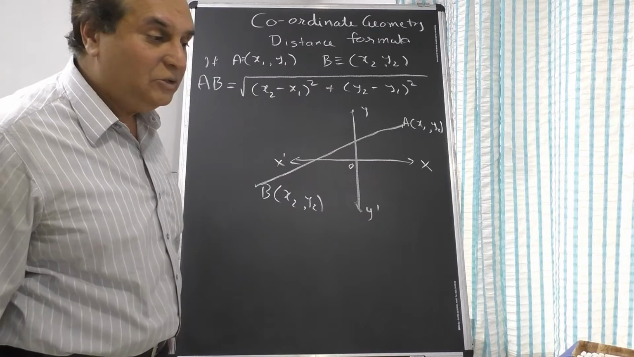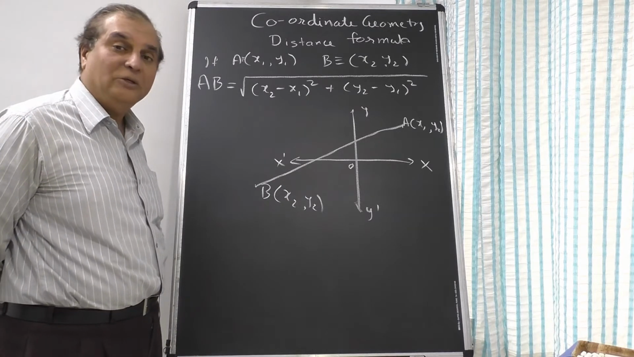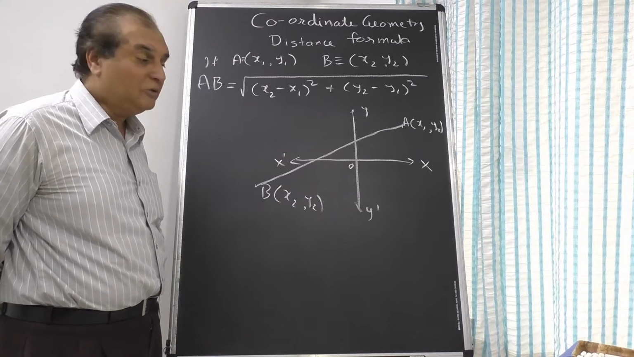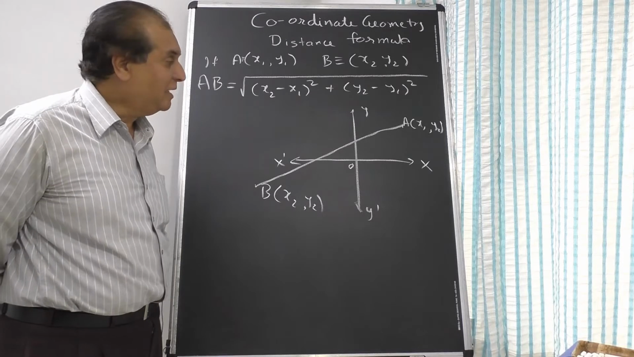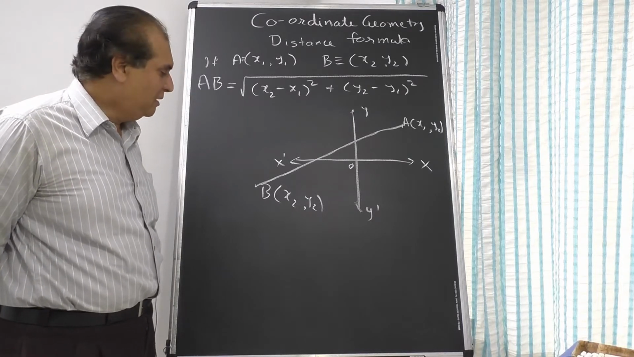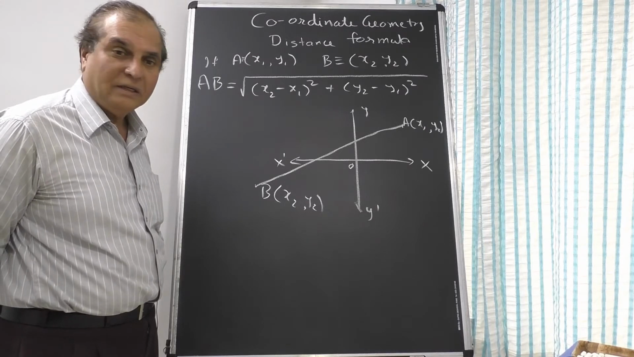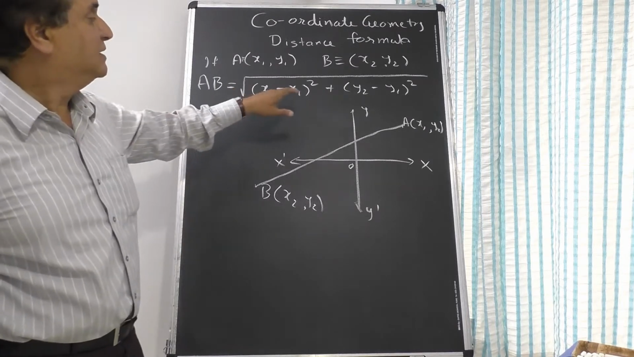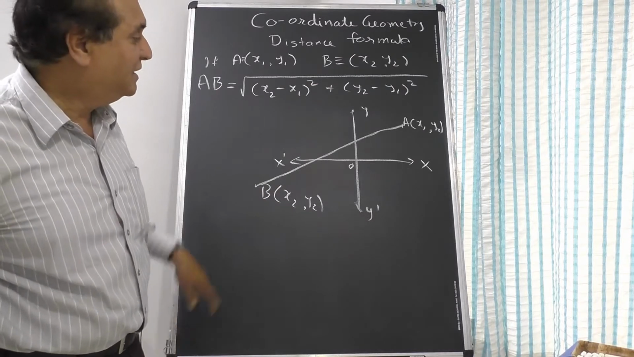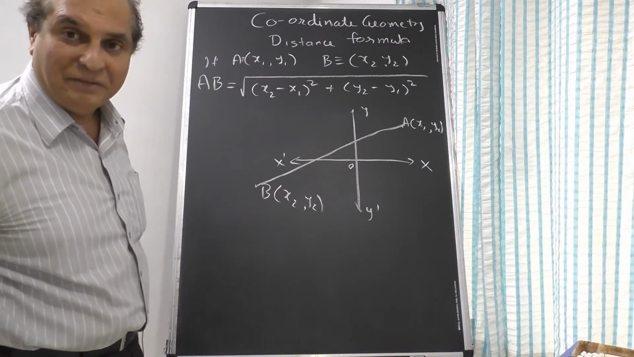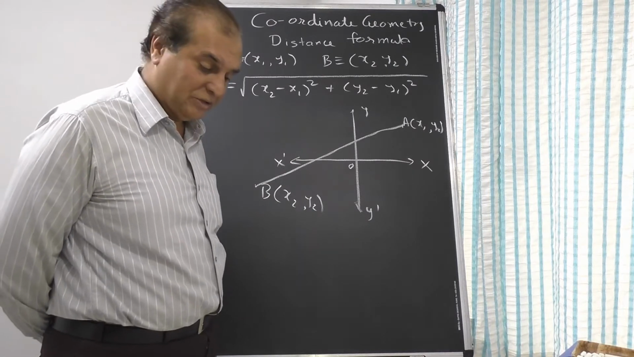Now what is the use of this formula? This formula can be used to measure the distance between two coordinate points. Suppose point A is (3, 4) and point B is (minus 5, minus 3). Then just use this formula, (x2 minus x1) square plus (y2 minus y1) square, and you will get the distance AB. More, where can this be used?